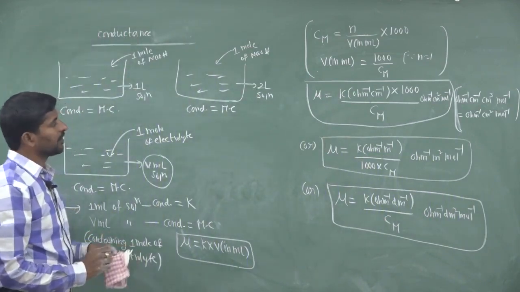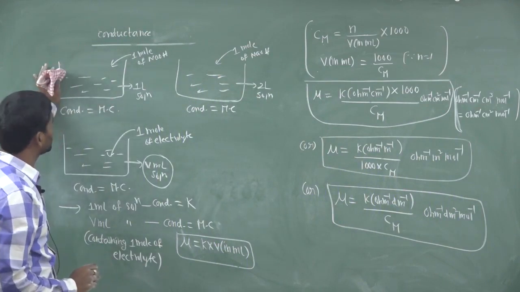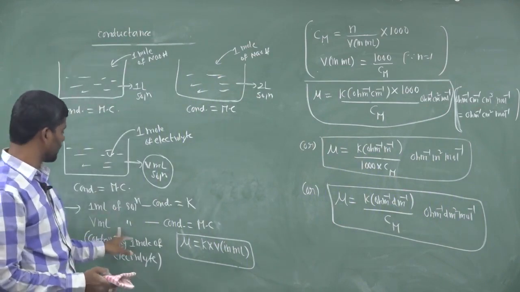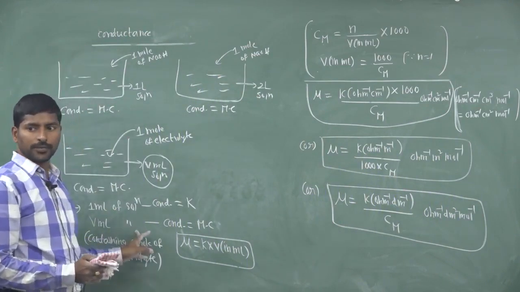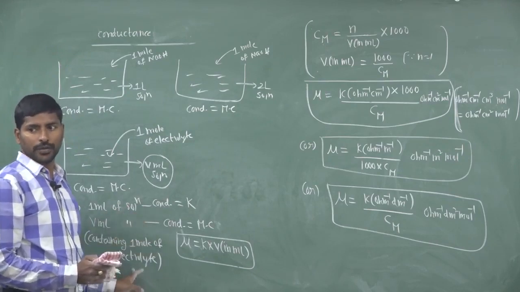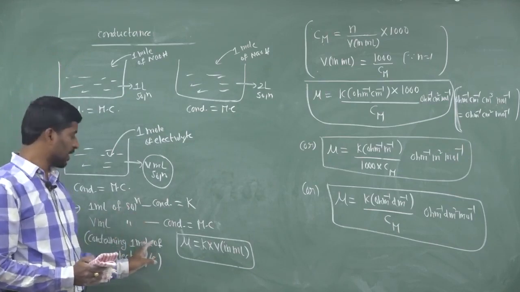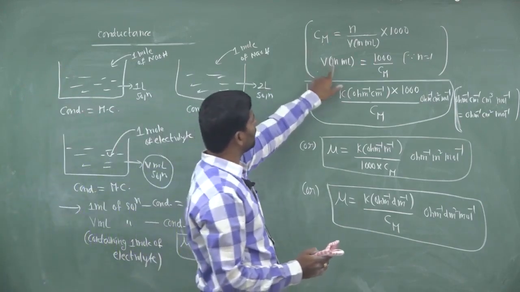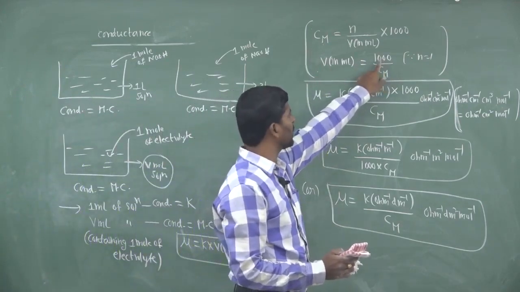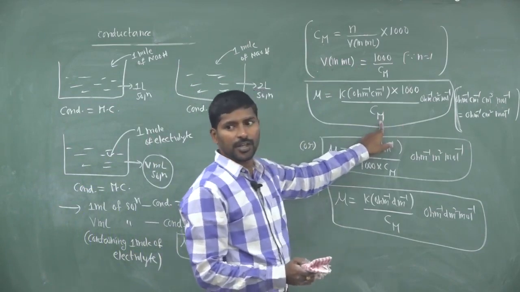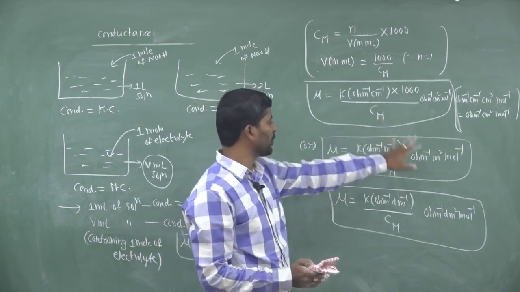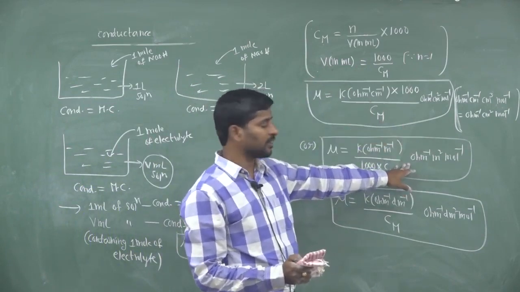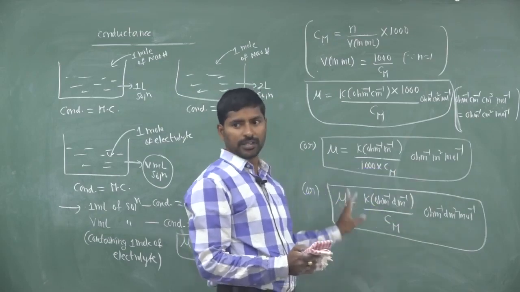So molar conductance is nothing but the conductance shown by V mL of solution containing 1 mole of electrolyte. That is called molar conductance. This is the formula. From concentration in molarity, V in mL we can write as 1000 by concentration in molarity. This is in CGS units, and if you convert into meters, we will get like this. If you convert into decimeters, we will get like this.